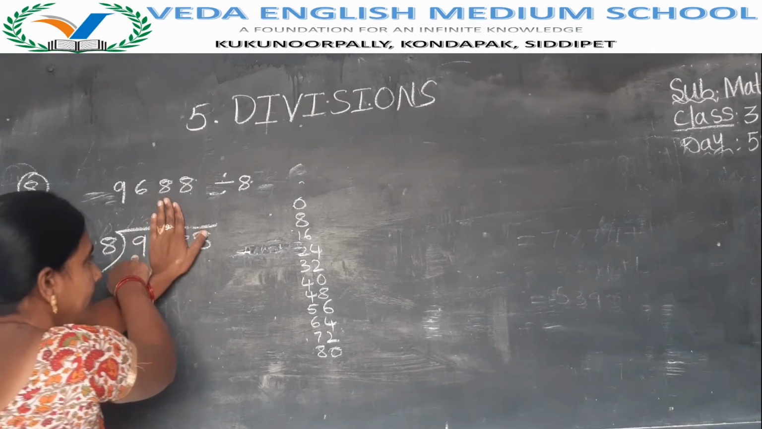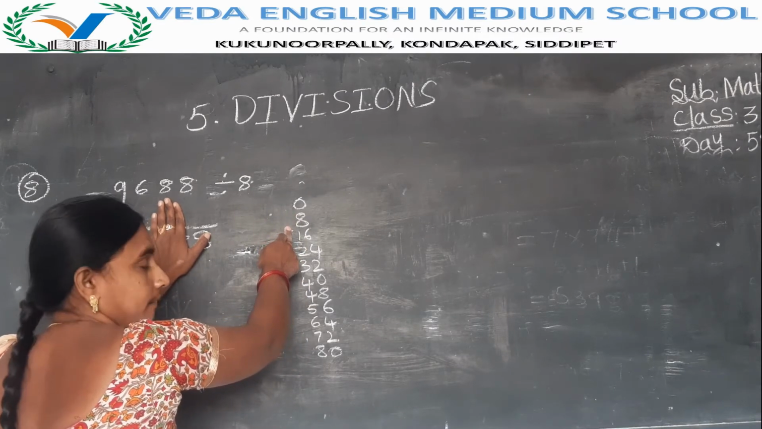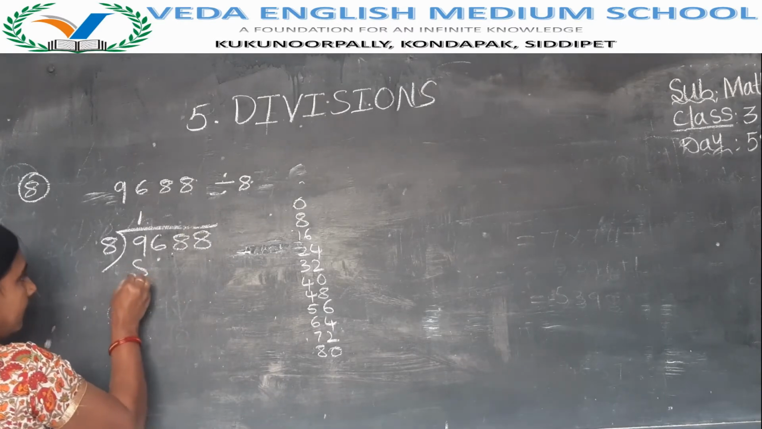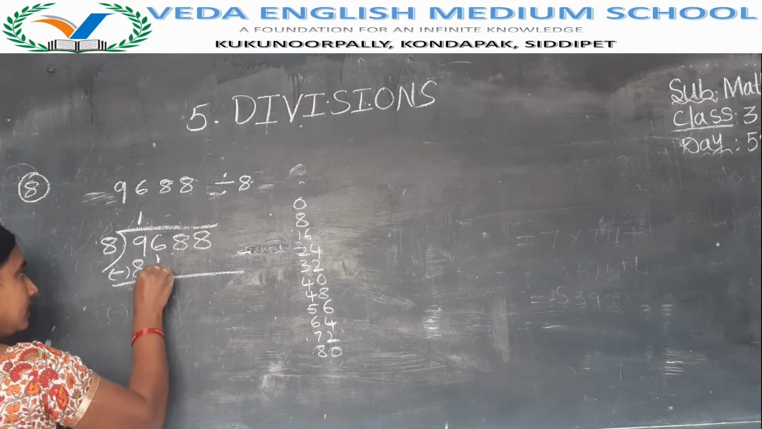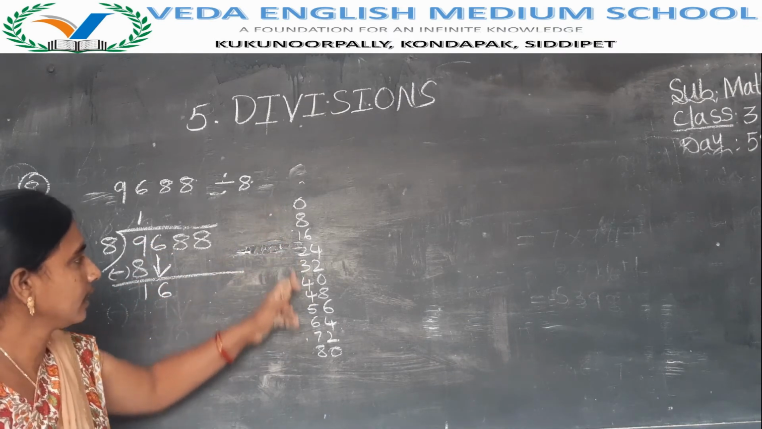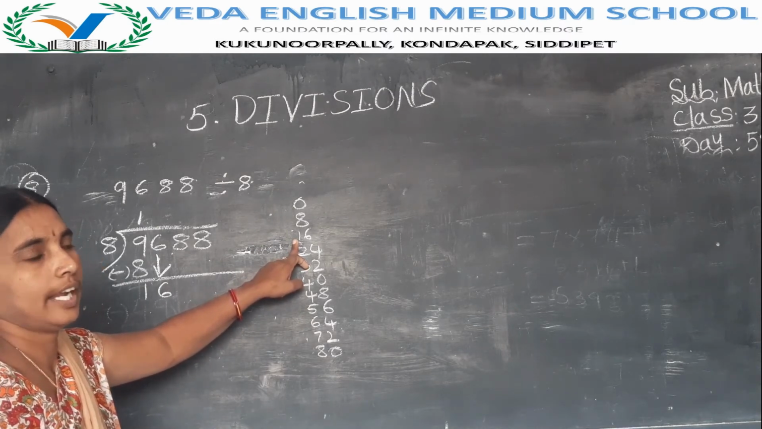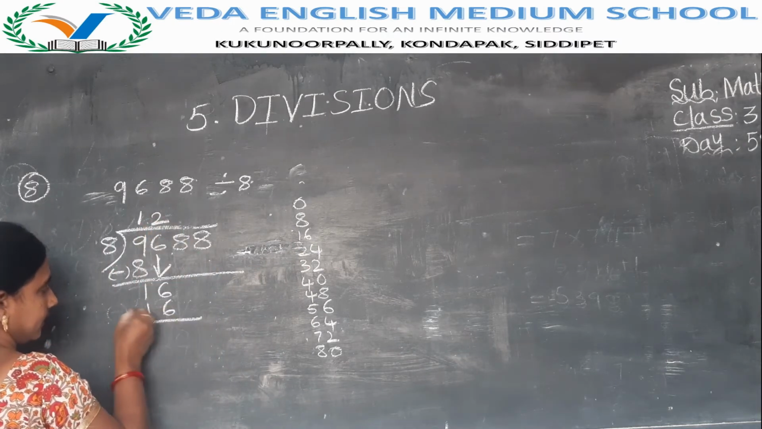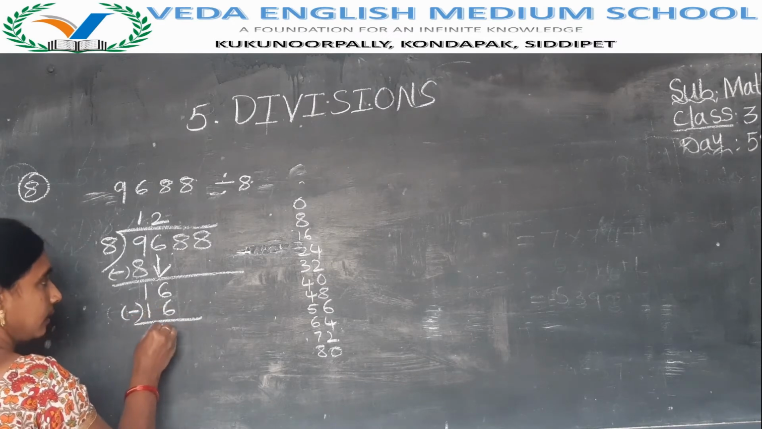Now find the nearest to 9 in this table: 8. How many times 8? 1 time 8 is 8. 8 ones are 8. So 9 minus 8 is 1. Bring down the 6, making 16. Find 16 in this table: 2 times 8 is 16. 8 twos are 16. Subtraction: 16 minus 16 is 0.